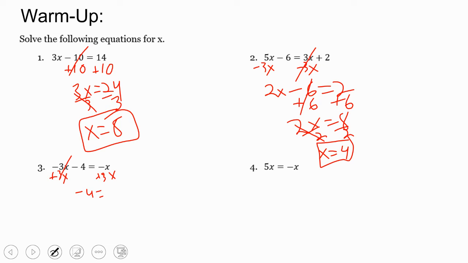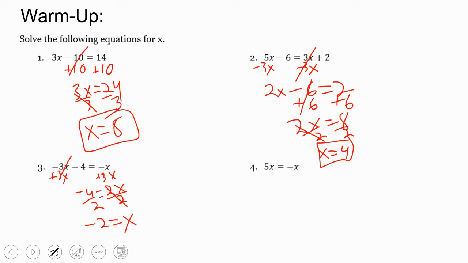Remember, if there's not a coefficient written in front of the x, there's a stand-in 1 there. So that's -1 plus 3. Since -1 plus 3 is 2, that leaves me with 2x. And then again, I can divide both sides by 2, and I have -2 equals x. It's totally fine that my x ended up on the right side of the equation here.